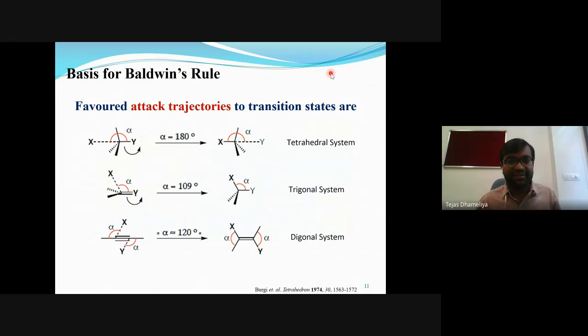Why some trajectories are favorable, why some trajectories are not favorable. The only reason is that it depends upon the angle. Whenever a nucleophile attacks the electrophile, then we always have a certain angle. For a tetrahedral carbon, this bond angle is the alpha angle, which is shown here, that is 180 degrees. For a trigonal carbon, this bond angle is 109 degrees. For a digonal system, meaning triply bonded carbon, this trajectory angle is 120 degrees. That varies from one system to another system.